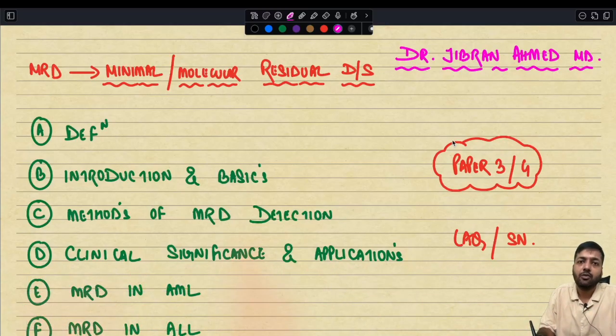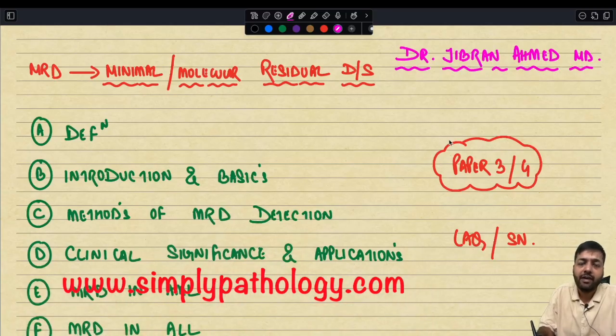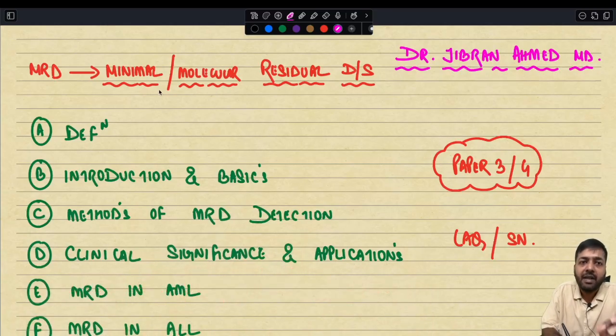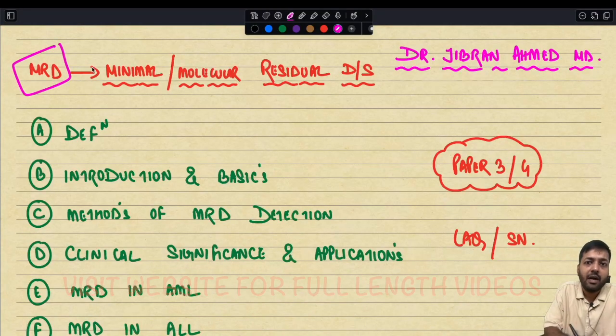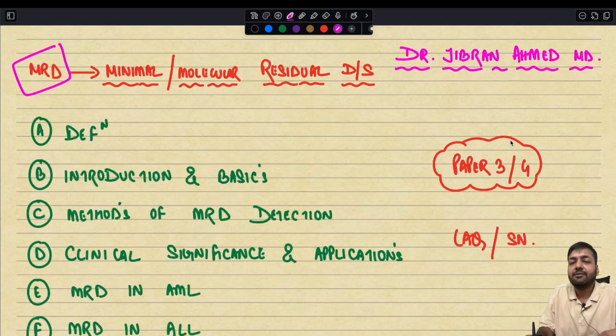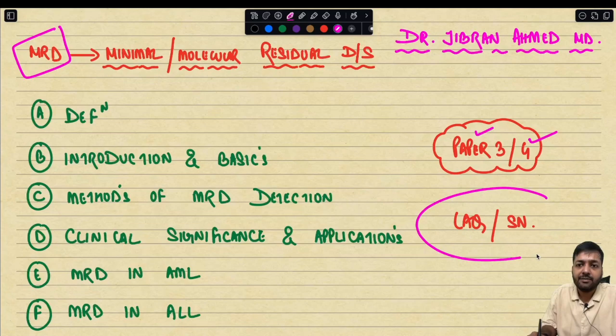As you can see, today we are going to discuss a very interesting topic, that is minimal or molecular residual disease, also called MRD. Now this question is very commonly asked in the exam, especially in paper number 3 as a part of hematology or paper number 4 as a part of recent advance. It can be framed as both a long answer question as well as a short note.